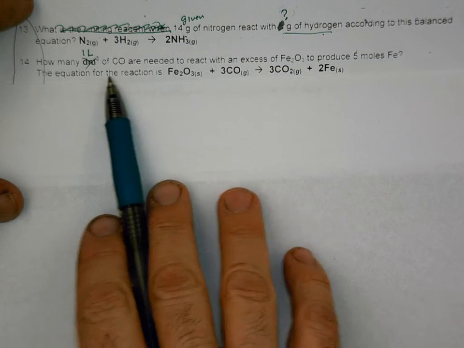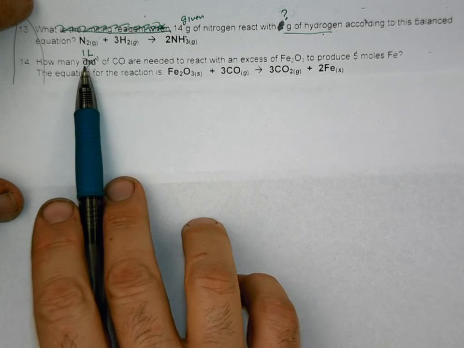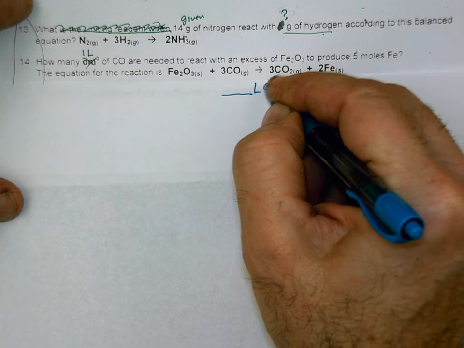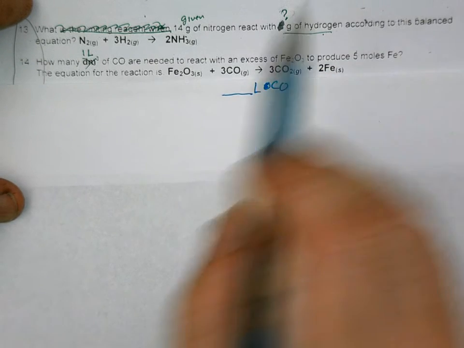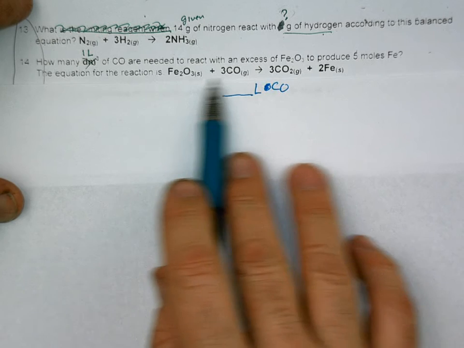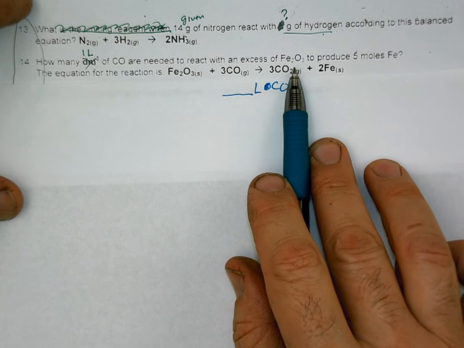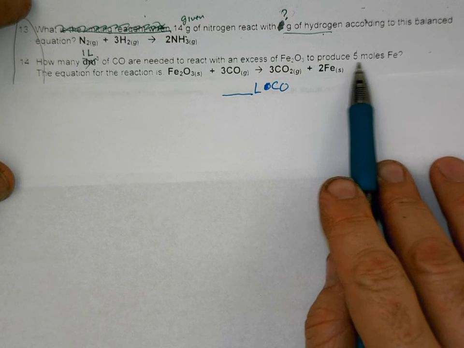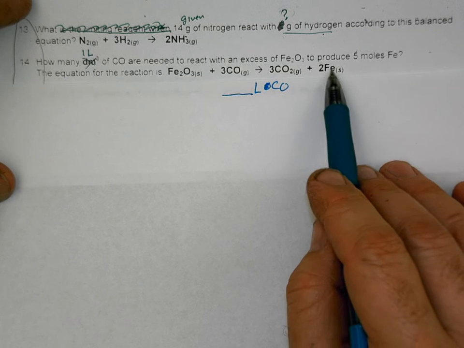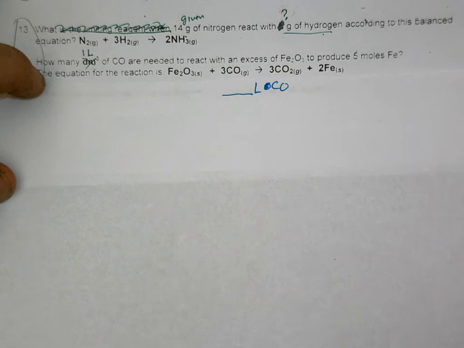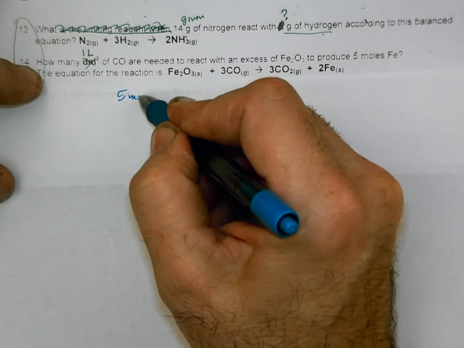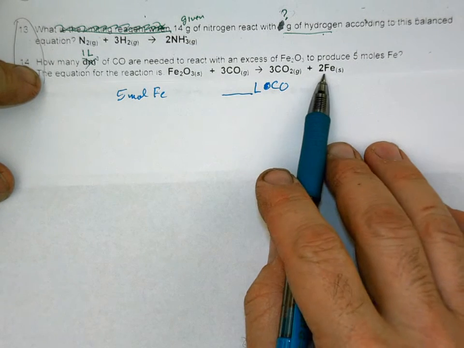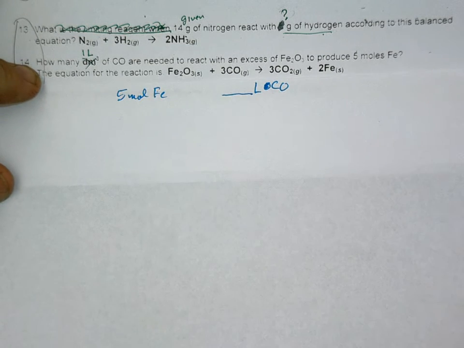So let's see what the question's given us. How many liters of CO? So that's what we're looking for. Liters of CO. And it's not CO2, it's just CO. When there's an excess of Fe2O3, okay, that's kind of extra information that we don't really need to know, to produce 5 moles of Fe. So we have 5 moles of iron. So that's a given, 5 moles of Fe. So we're going to be working between iron to carbon monoxide.